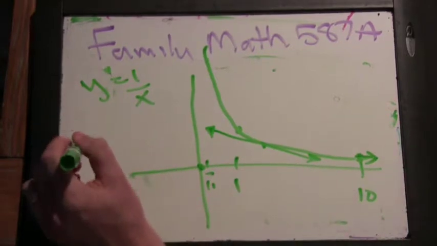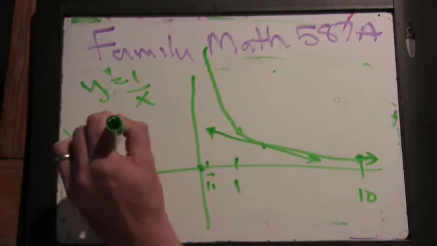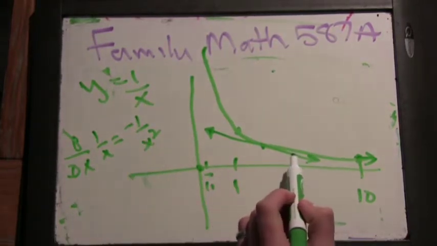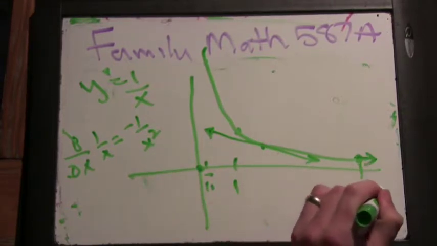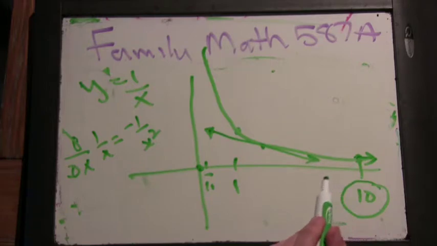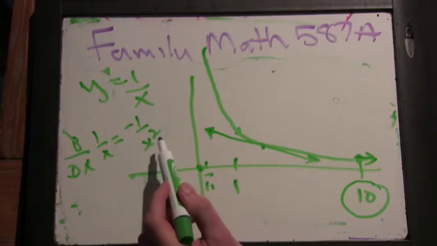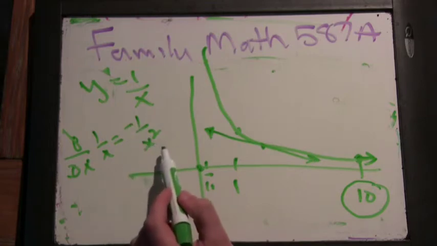And we said the derivative of 1 over x was minus 1 over x squared. So that's negative, definitely. And for values of x that are relatively big, it's going to be very small. Like 10. So at 10, the slope should be about minus 1/100th.